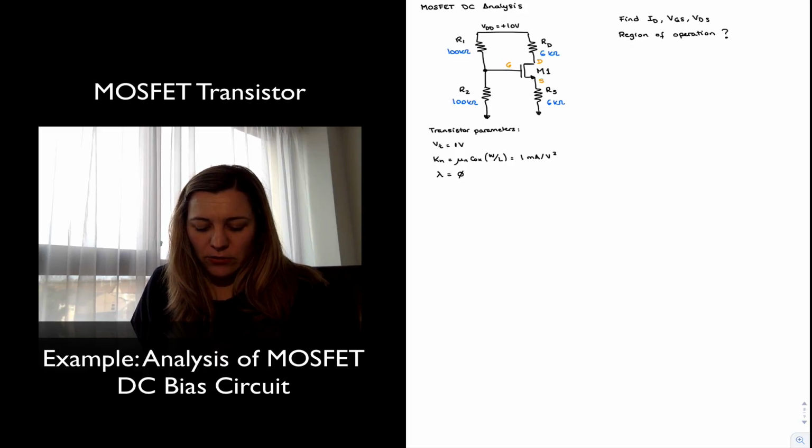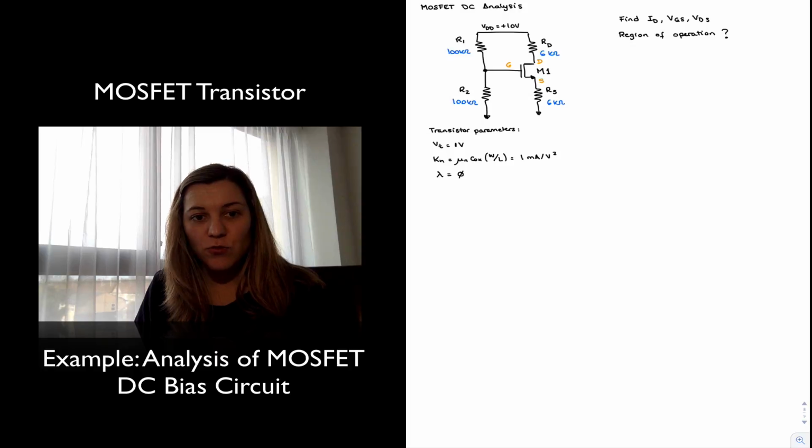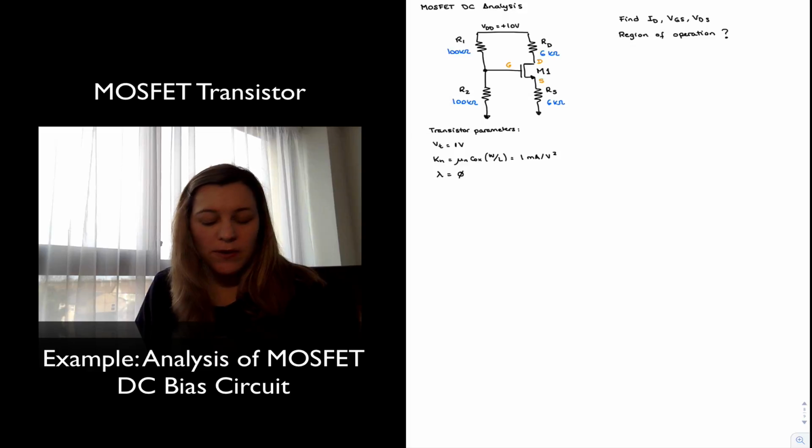Notice that I've spelled out the value of Kn. Sometimes you may encounter different values. They'll tell you what the C oxide is, or mu n, width and length. Sometimes they'll just tell you what the value of Kn prime is, and then the aspect ratio, etc. So it's good for you to start becoming familiar with how those relate and how you can calculate Kn based on the different values. And finally, there is a lambda of 0.